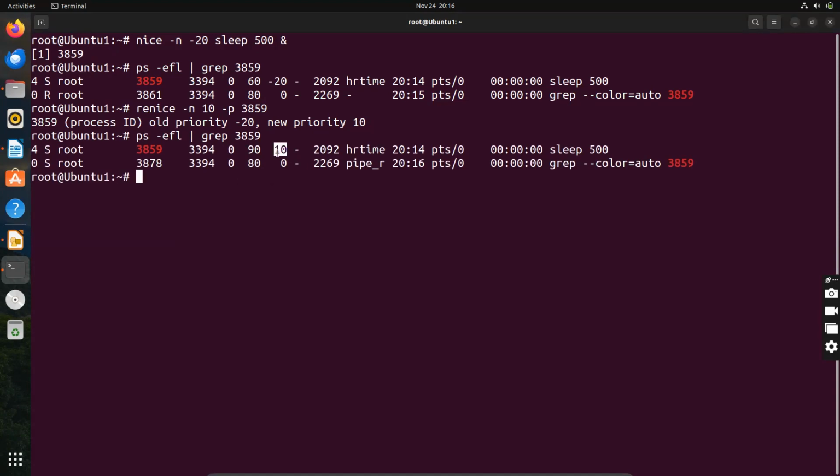Now it's 10. So it is increased to a positive value. That means it needs to wait some more time, as it's the least priority now. Before it was 60, right? So I have increased it by 10 values. Before it was the highest priority, now it's increased with the renice command. I used the renice command.